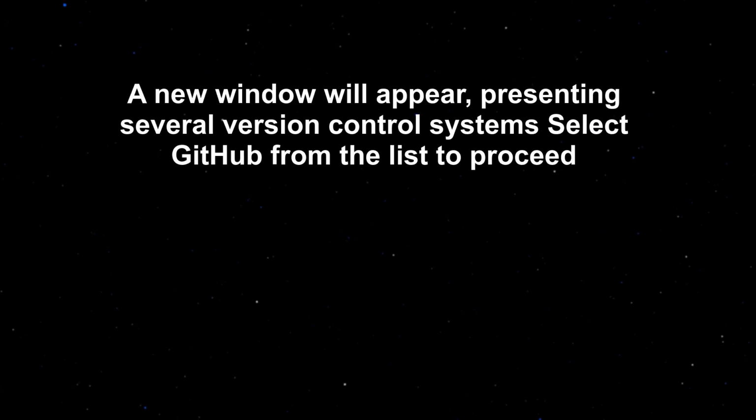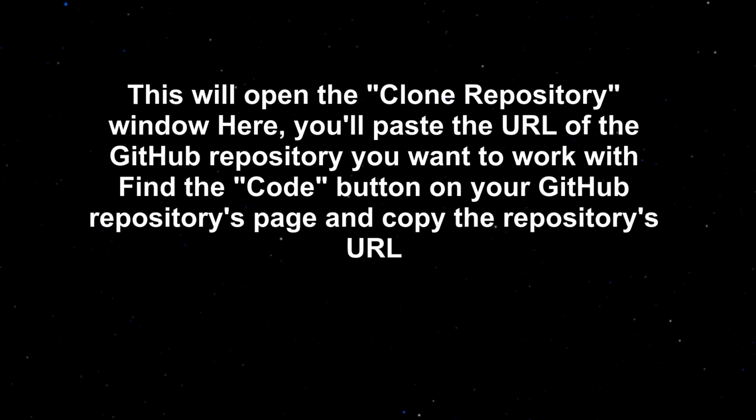A new window will appear, presenting several version control systems. Select GitHub from the list to proceed. This will open the clone repository window. Here, you'll paste the URL of the GitHub repository you want to work with. Find the code button on your GitHub repositories page and copy the repository's URL.